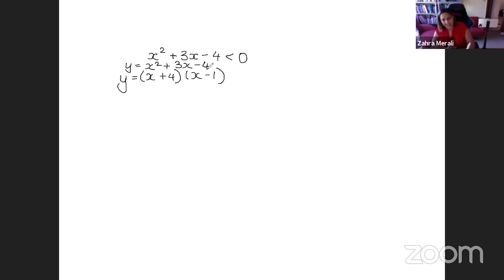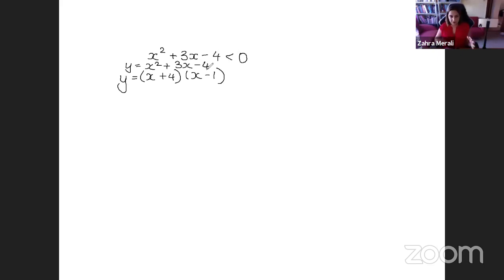So you can have x squared plus 3x minus 4 is less than 0. Right, so we could factorize this. We get x plus 4, x minus 1, right? And actually, even before we do that, the best way to do this is to sketch that graph. So I'm just going to say y equals x squared plus 3x minus 4. And we're going to do a quick sketch.